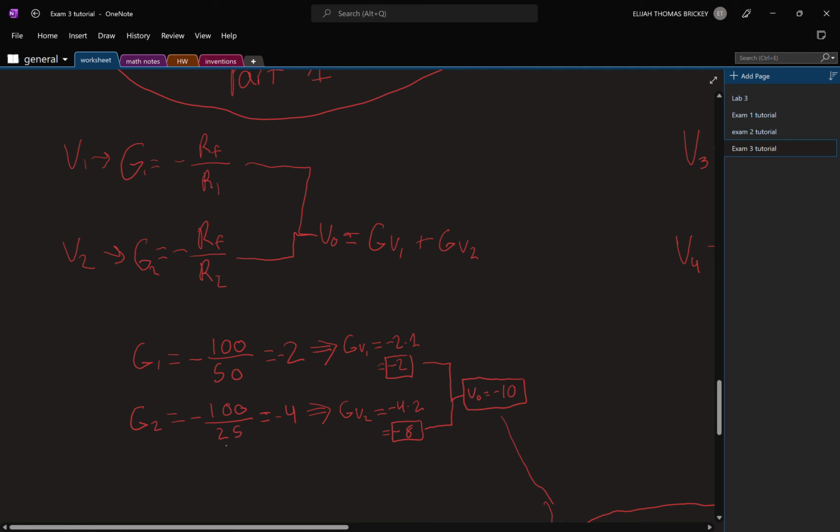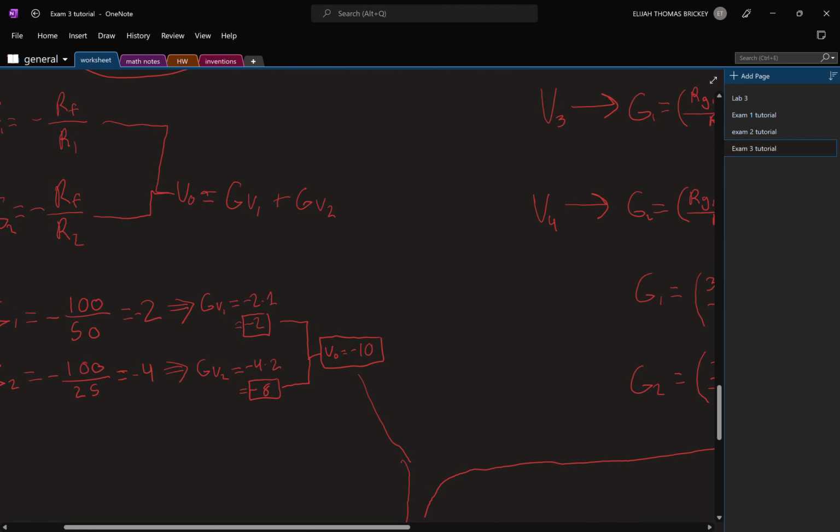Now, the same thing here, but this one is 25, which is negative 4. I wanted both of these to be more than 1. That was my goal. Gain times V2 equals negative 4 times 2, which is negative 8. And when I add those together, GV1 plus GV2 equals negative 10.